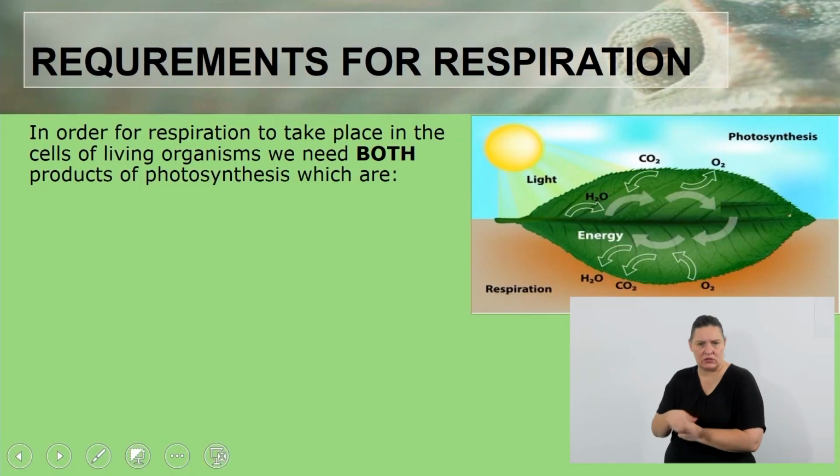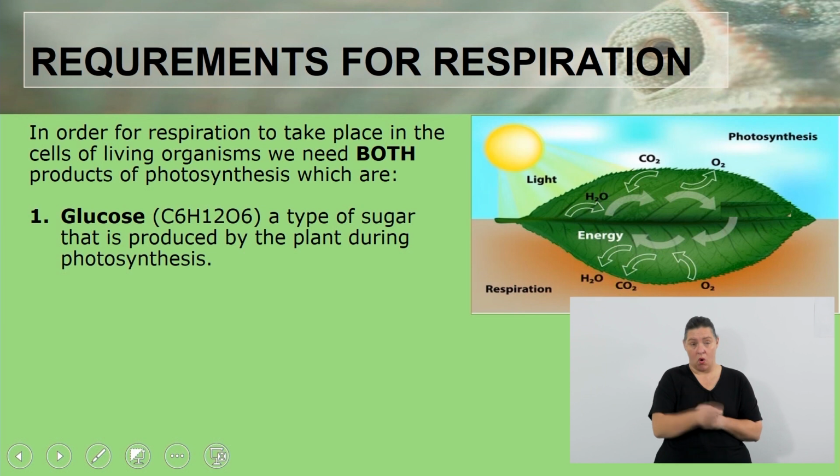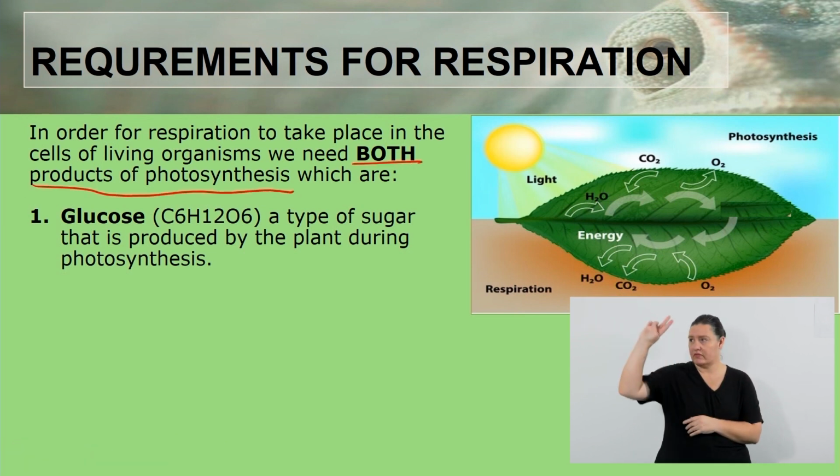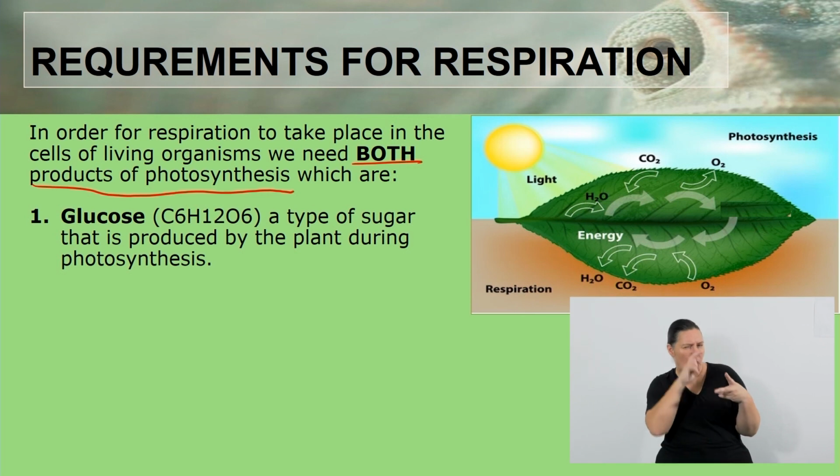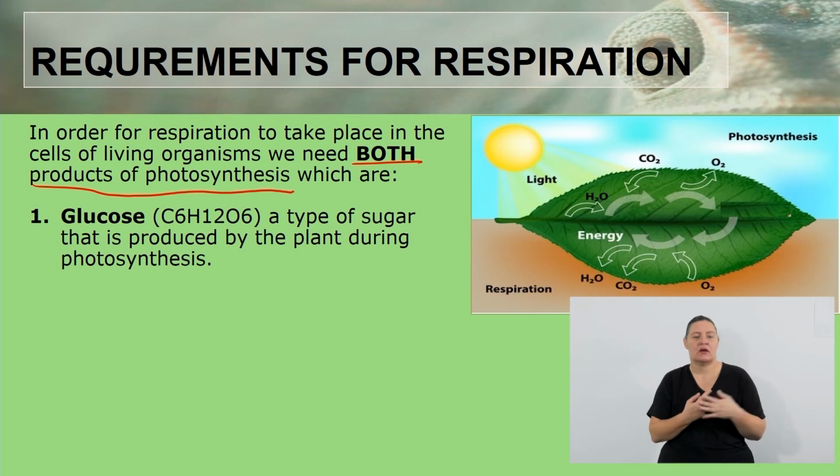So we are going to then move on to our second concept, which tells us the requirements of respiration. What is it that we need in order for respiration to take place? So in order for respiration to take place, we need both products of photosynthesis. If you remember the two products of photosynthesis, this is oxygen that was released into the atmosphere and glucose, which is stored as starch in the plant.